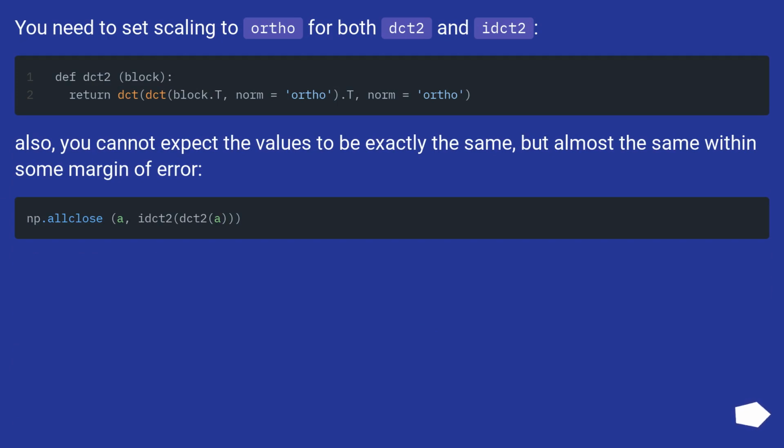You need to set the scaling to ortho for both dct2 and idct2. Also, you cannot expect the values to be exactly the same, but almost the same within some margin of error.